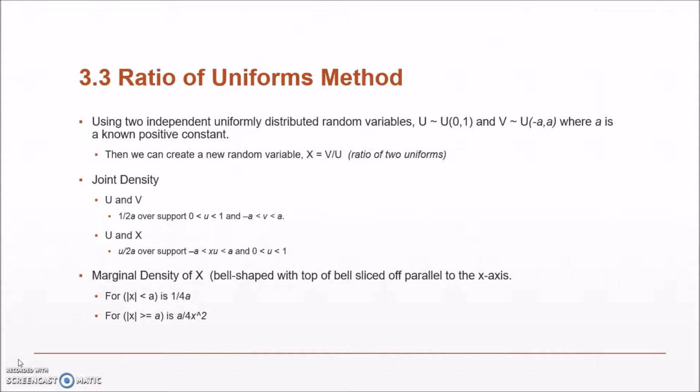Now we can also look at the marginal density of x. For the absolute value of x less than a, so basically inside the rectangular form that we're creating, because we're creating a rectangle that's basically got the vertices of 0, 1, and -a to a, inside that rectangle the marginal density is 1 over 4a. And if we look outside of that rectangle, in other words where the absolute value of x is greater than or equal to a, then the marginal density is a over 4x squared.